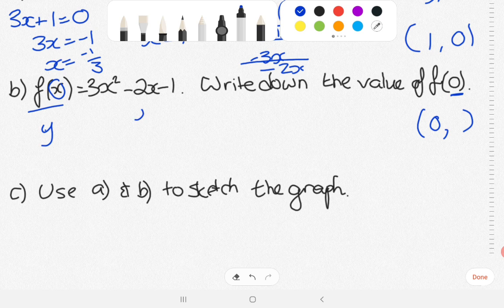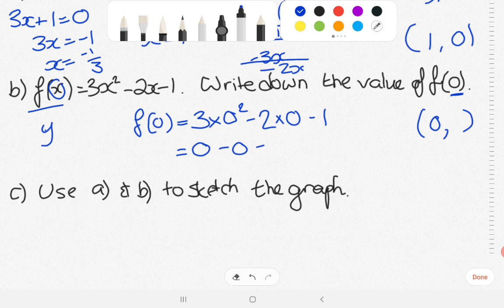So f of 0 just means that everywhere there's currently an x, we're going to put a 0. So I've got 3 times 0 squared, minus 2 times 0, minus 1. 3 times 0 squared is 0, 2 times 0 is 0, and then I've got minus 1, which just gives me the answer negative 1. So the value is negative 1, or if we turn that into a coordinate to help us with part C, that's going to be 0, negative 1.